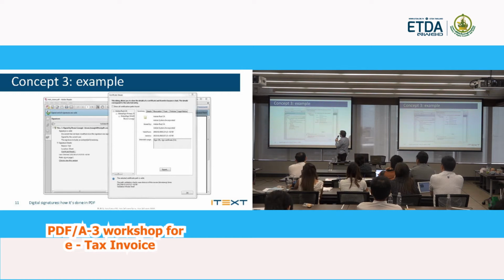Well, if you open a signed document in PDF, here you see the Adobe Root CA was used to sign the Global Sign Primary certificate, was used to sign the Global Sign certificate, was used to sign my certificate. And because this tree goes back to the Adobe Root certificate, Adobe Reader knows that my signature is trusted, so I have a green check mark. So this is concept 3.